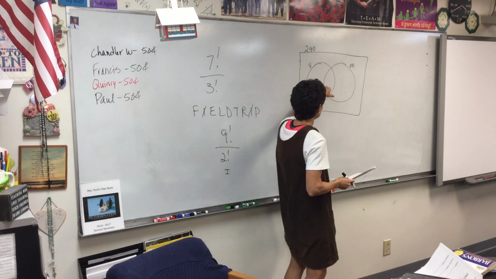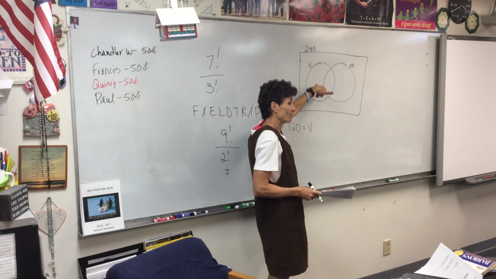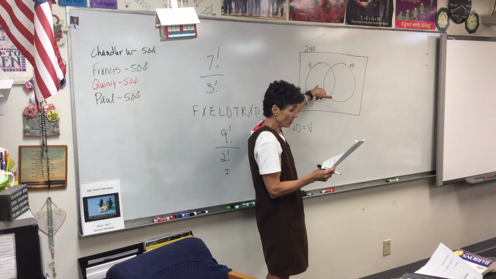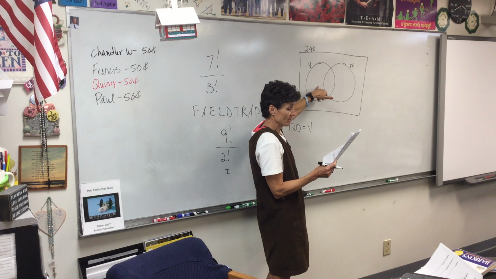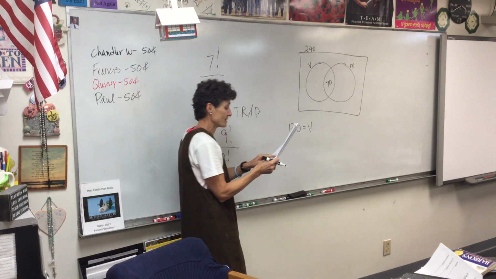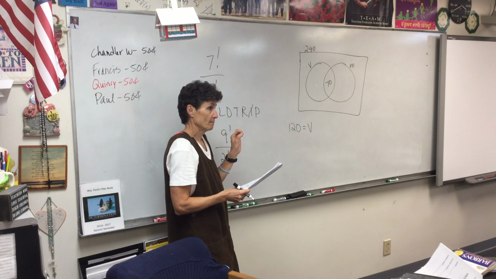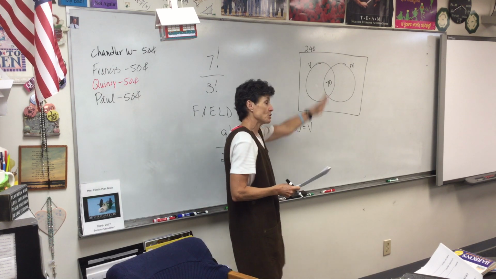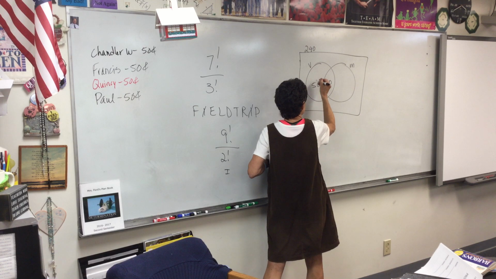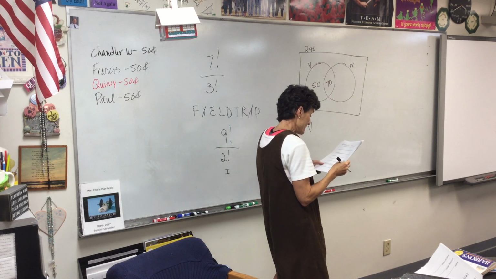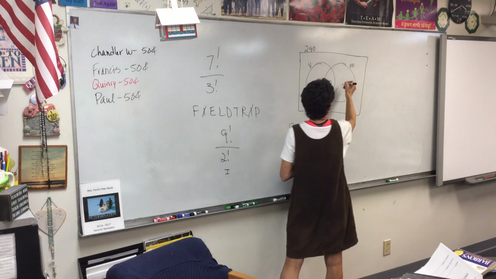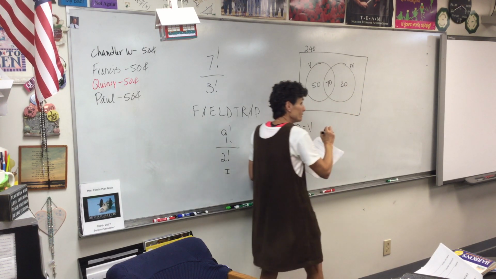But I am not going to put 120 right here. Does everybody understand why? Because some are in the middle. Do we know how many are in the middle? No. 70 are in the middle. So if 70 kids love both, and 120 total love vectors, how many are here? 50. And then 90 love matrices. So there are 20 here.